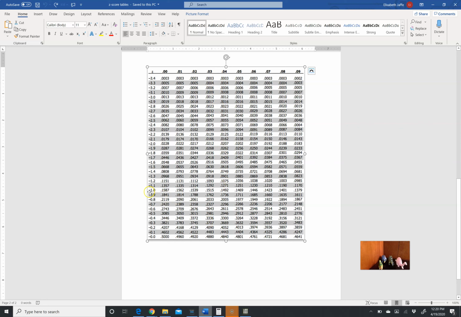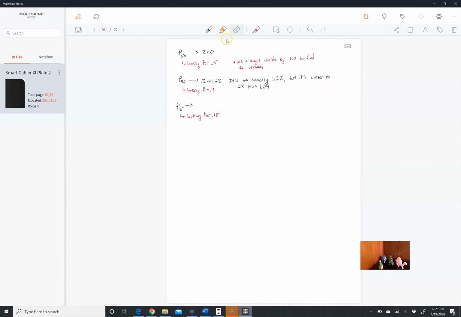Negative 1.04. So be careful about that. The 4 is in the hundredths place. So it's negative 1.04. Okay. And it's approximate again. So notice we're not writing equals just because it's not exactly.